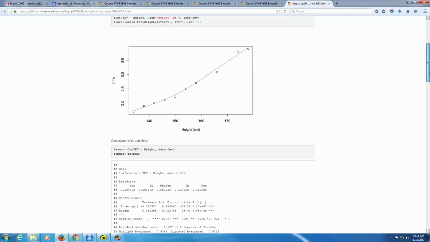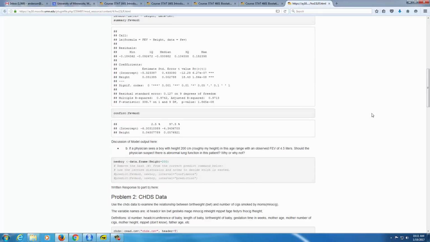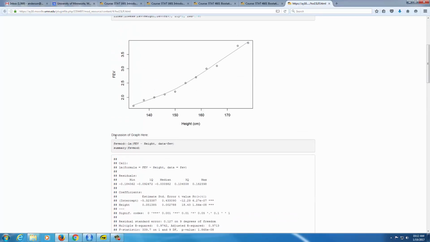And so what I'm expecting you to do is, right here where it says discussion of the graph, talk about the direction of the association, about whether increasing height leads to increasing or decreasing FEV, and also talk about whether the relationship seems to be linear or nonlinear shape.